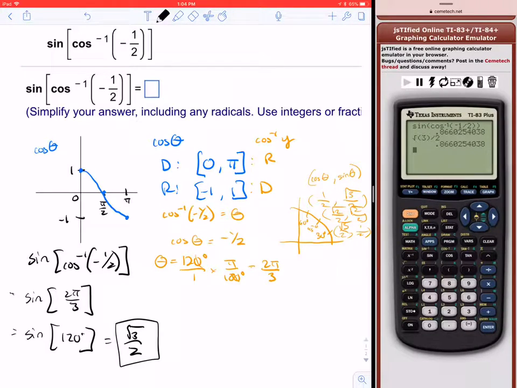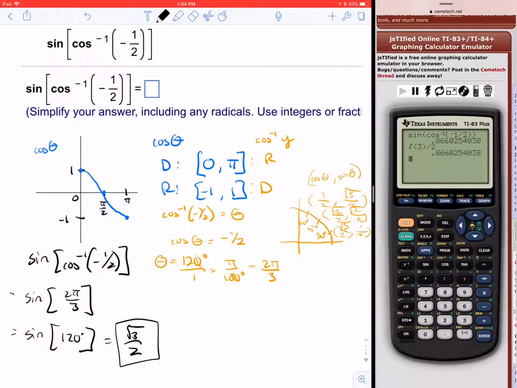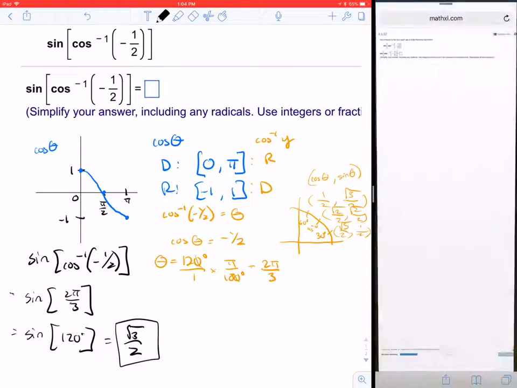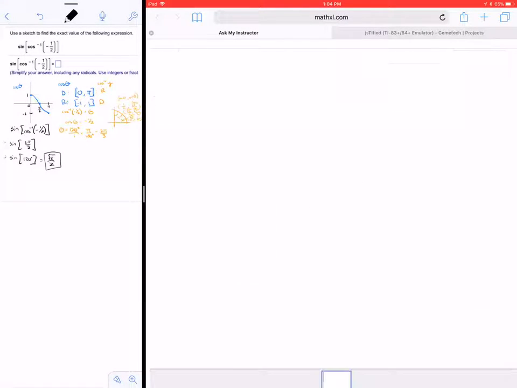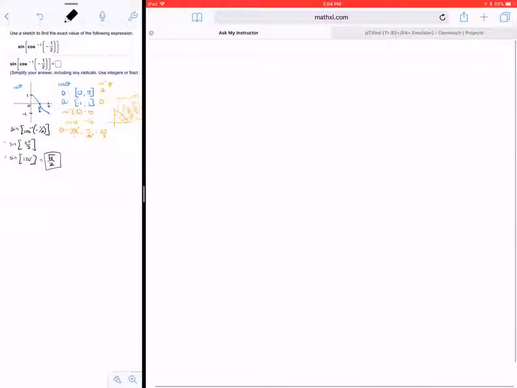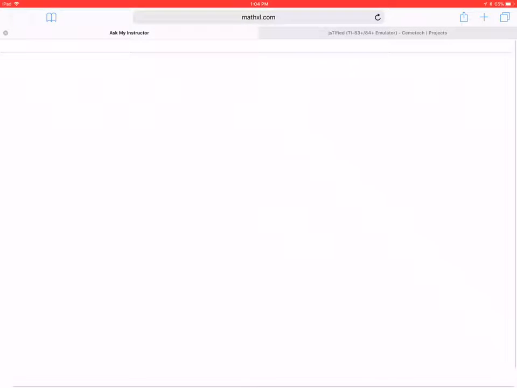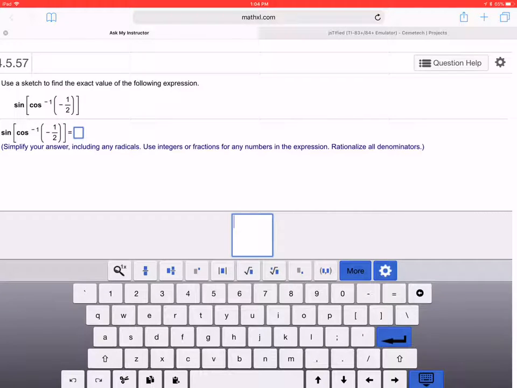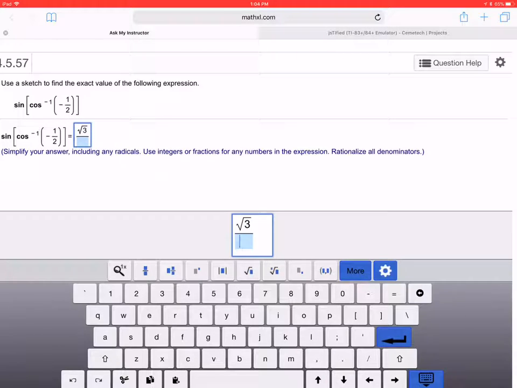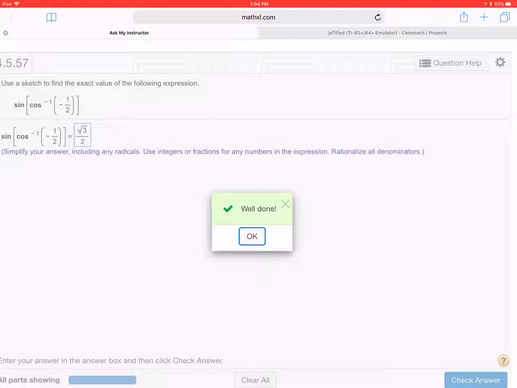Let me just go to Pearson real quick so I can get it to work back properly. We said square root of 3 over 2. Let me just check it here. Hopefully I didn't lose it. I think this is the same. So let's go here, and we want to say square root of 3 divided by 2. All right, we got it correct.